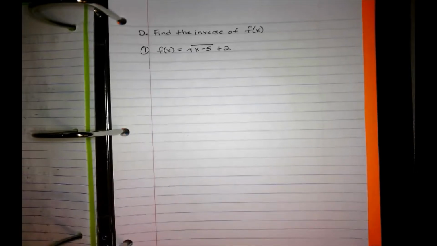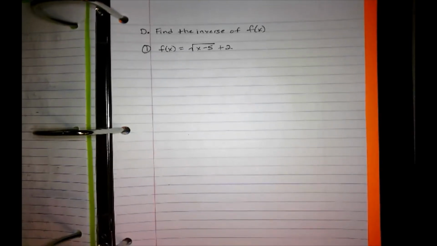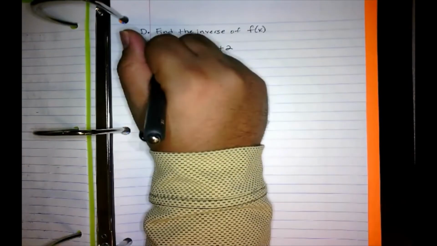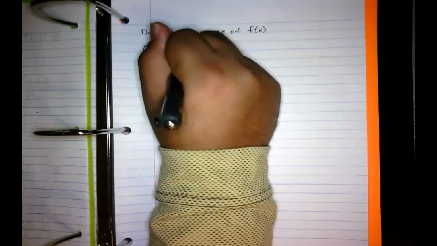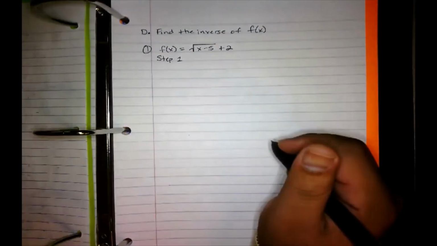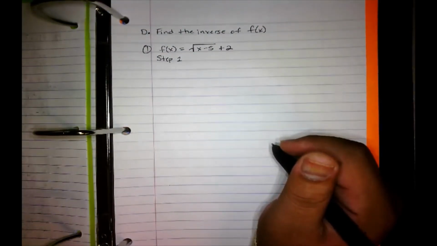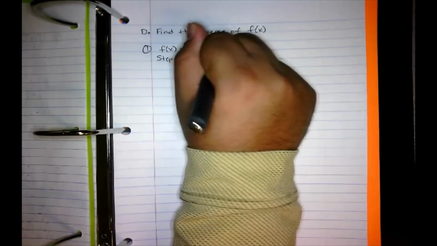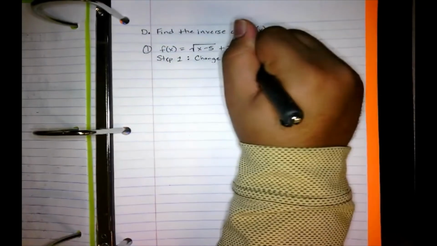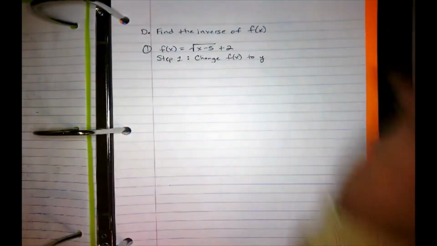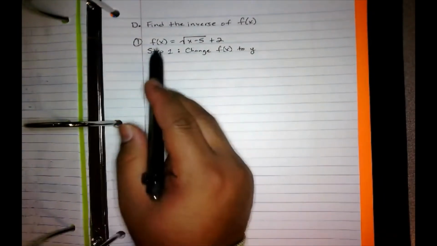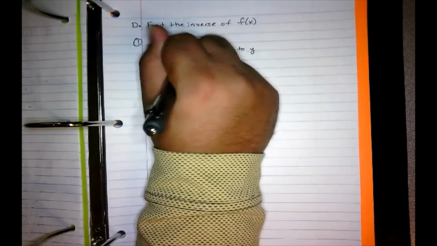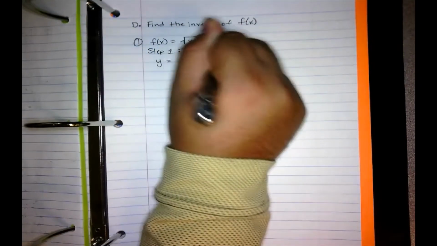So we just do it by steps, how we did it in our assignments. All right, so you've got step 1. Change f of x to y. So that's step 1. I'm going to change it, so I've got y equals the square root of x minus 5, plus 2.